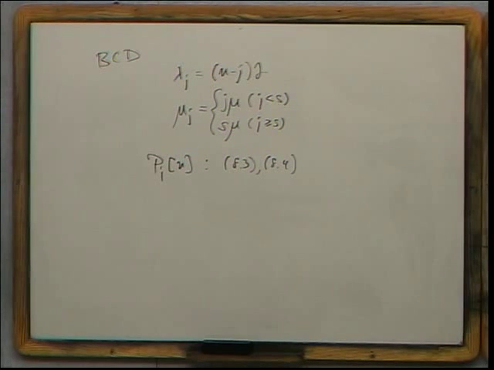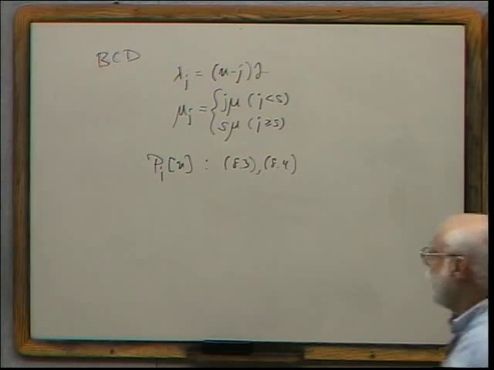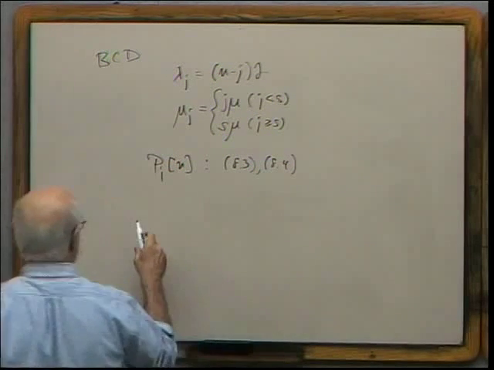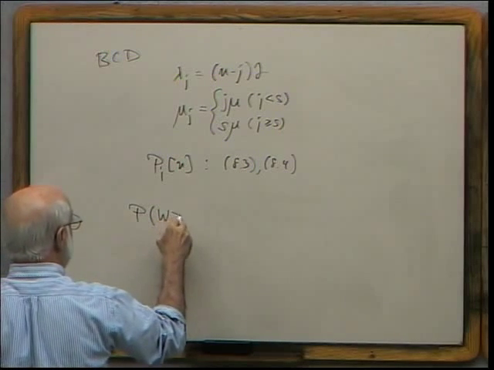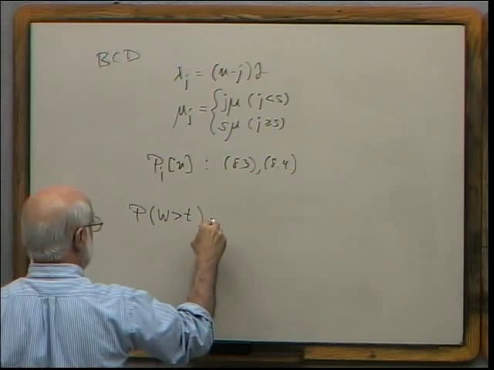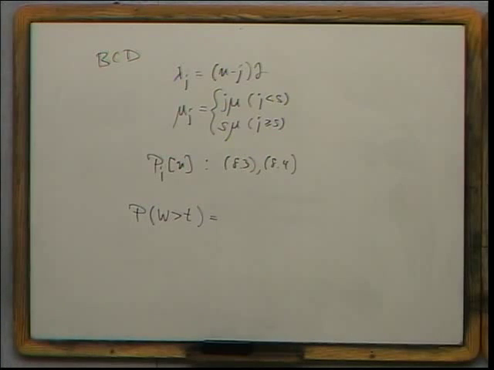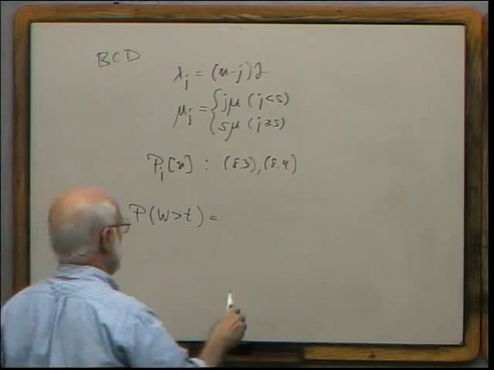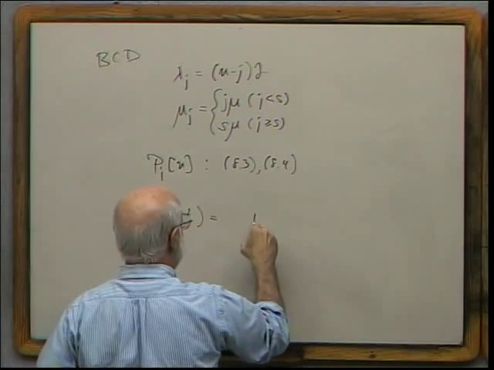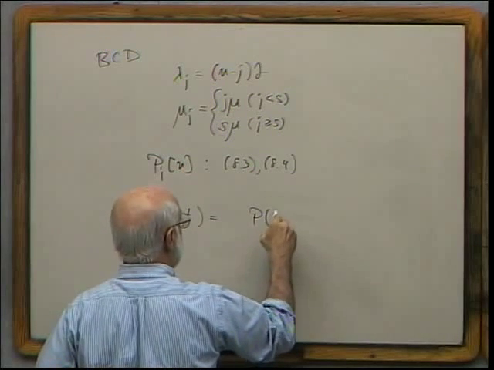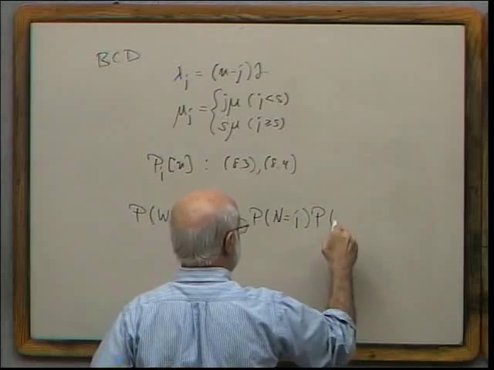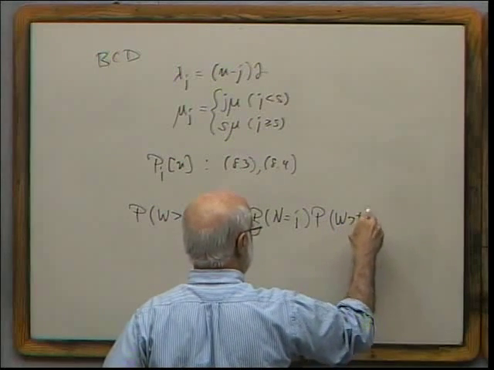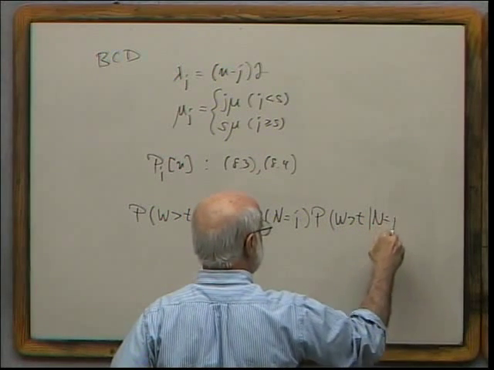All right, but now, just like with Erlang C, we want to calculate something about waiting times. So I want to calculate the probability that the waiting time is greater than t. And we do that the same as before. You say, well, that's the probability that the number that you find in front of you is j, times the probability that the waiting time is greater than t given that the number you find in front of you is j, summed over all j.